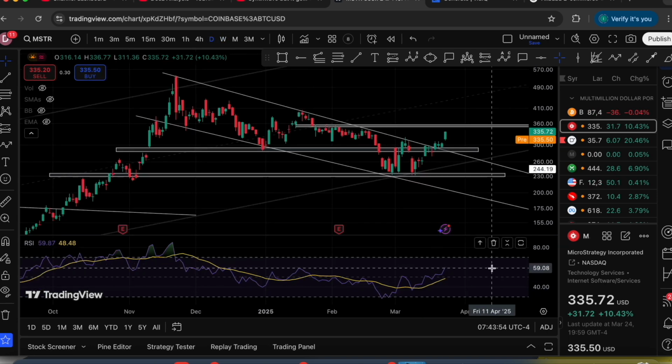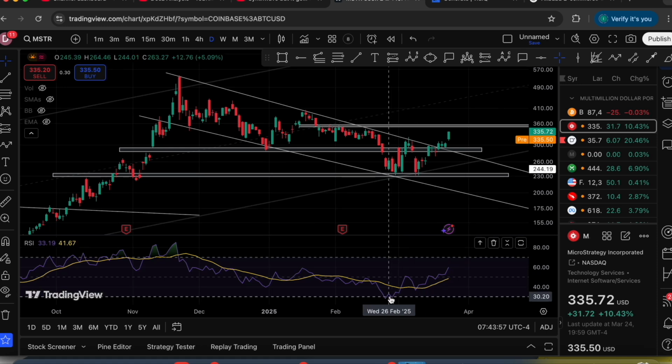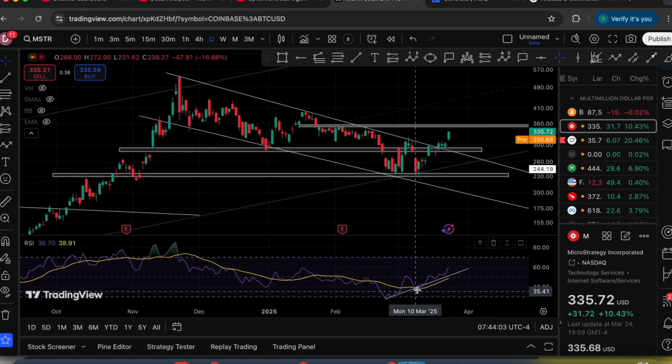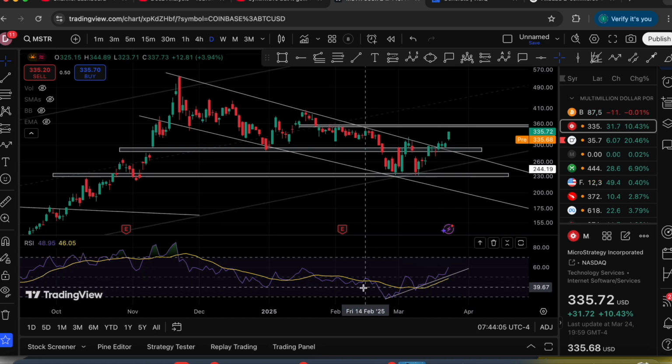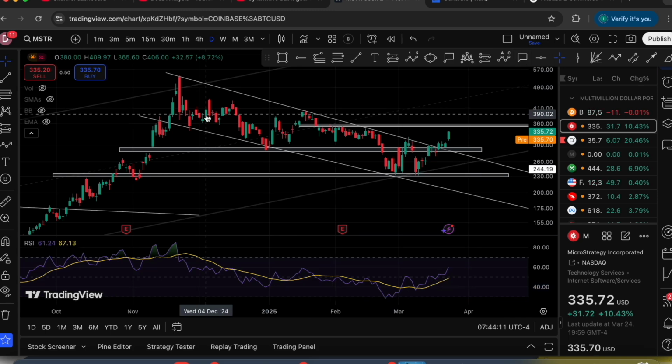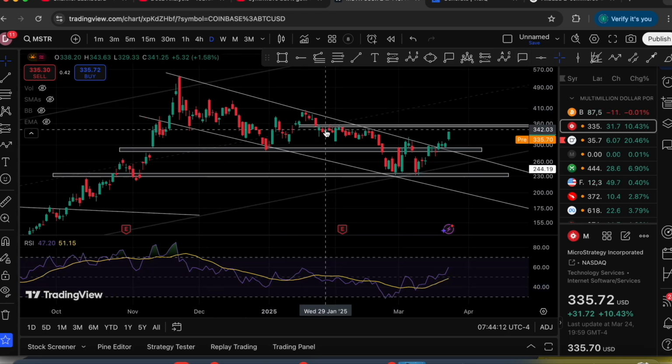On the daily, even better. We're just riding up a trend line. This is perfect. We're just pushing up. Higher highs, higher lows, holding above the yellow moving average, showing that price is just increasing in strength and the move is about to be sustained potentially.